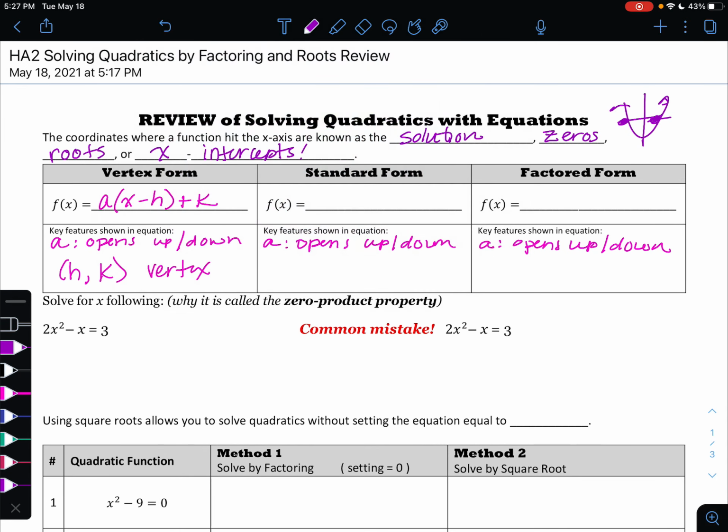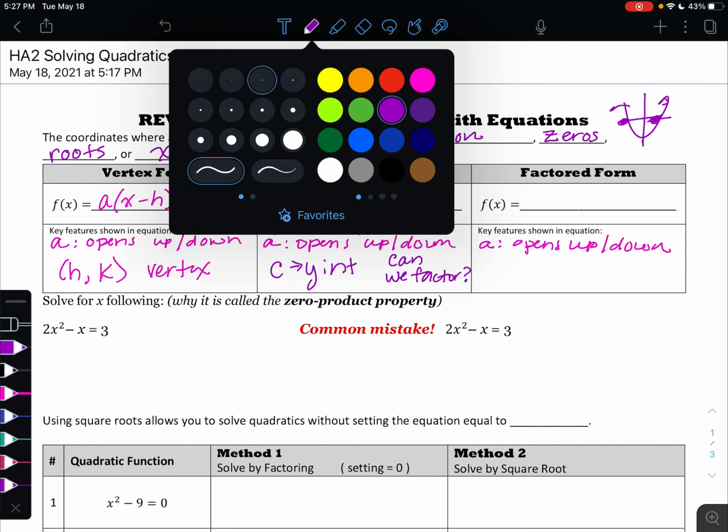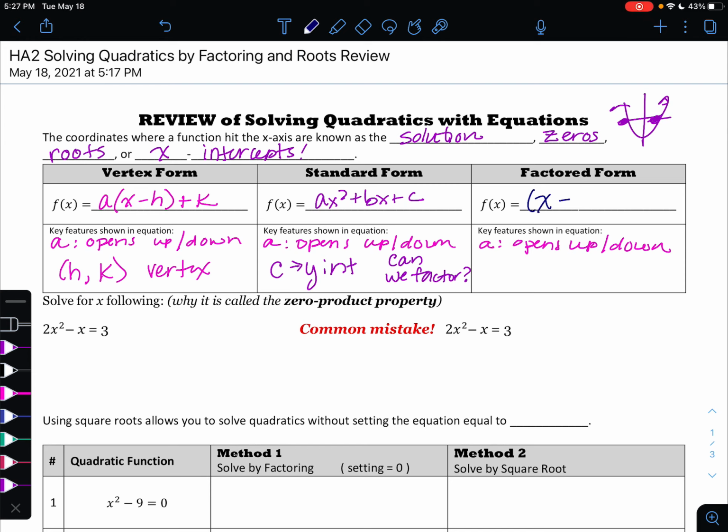When we are in standard form, that a is the same. It's the same a throughout all of these, but c tells us the y-intercept. We like that because it makes the y-intercept super easy to find, and we can tell from this one, can we factor? And in our last form, which is factored form, x minus, I'm just using random letters, x minus y, x minus z, we can see the roots or the zeros are at y and z, for example.